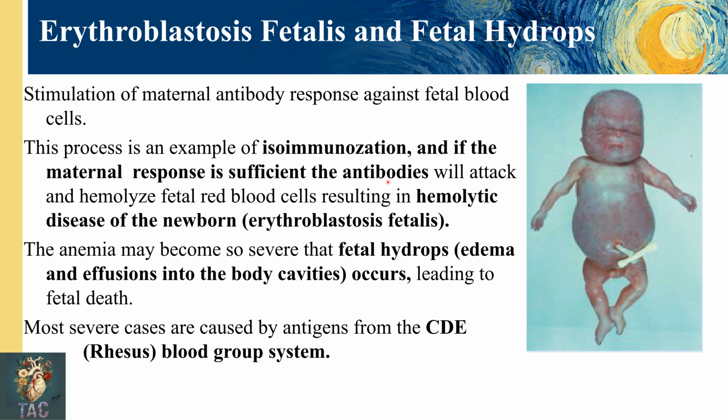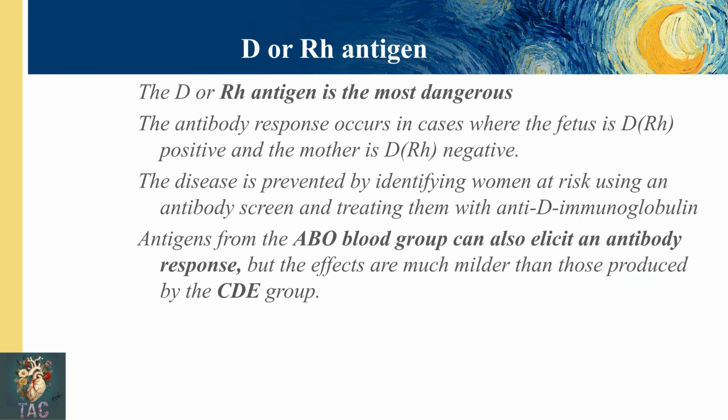And when this antibody response is sufficient, these antibodies, which are usually of the immunoglobulin G type, cross the placenta and cause hemolysis of the fetal RBCs. Because of the severe hemolysis, there is stimulation of erythrocyte formation, and immature fetal blood cells are formed, leading to the condition erythroblastosis fetalis. Now this condition is called fetal hydrops. In this condition there is edema and effusion into the body cavities, into the peritoneal, pleural and pericardial cavities, and it can lead to fetal death.